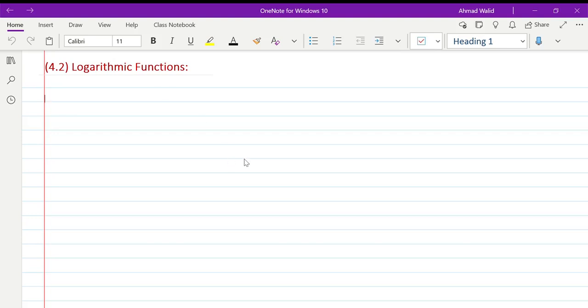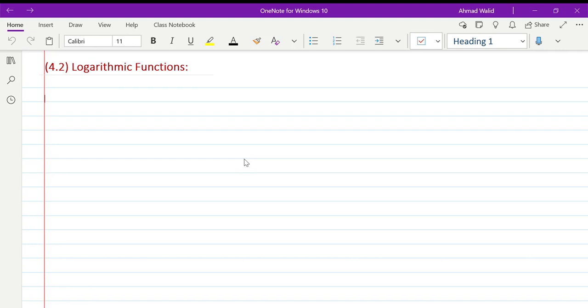Hello all, let's start section 4.2. Section 4.2 is logarithmic functions. Let's discuss first what is a logarithmic function. Then slowly I give you all 7 rules of logarithms and we start solving logarithmic functions, correct? Or deal with logarithms.